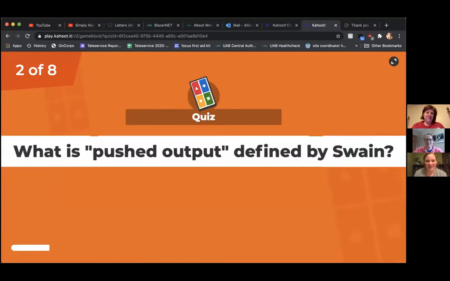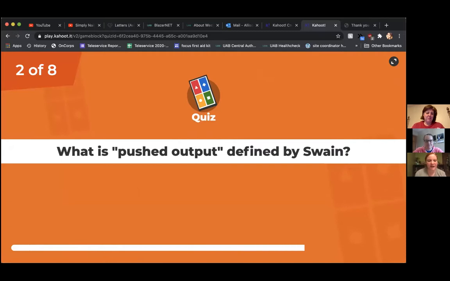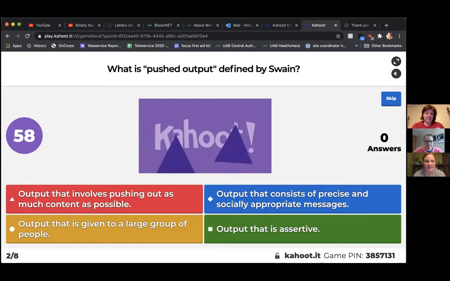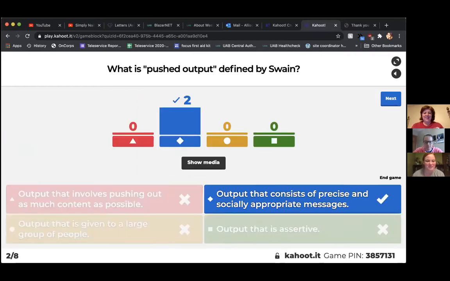Alrighty, here we go. What is pushed output defined by Swain? So output involves pushing out as much content as possible, output that consists of concise and socially appropriate messages, output that's given to a large group of people, or output that is assertive. Yay! I barely made it. That's the correct answer. Output consists of precise and socially appropriate messages.